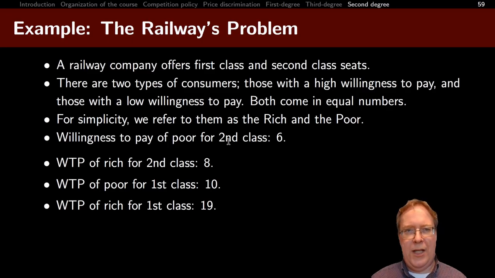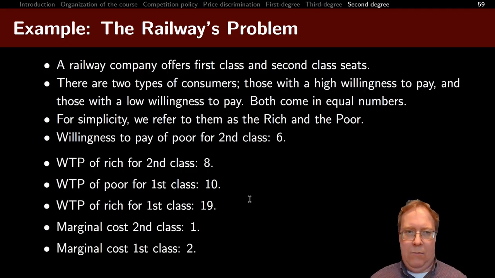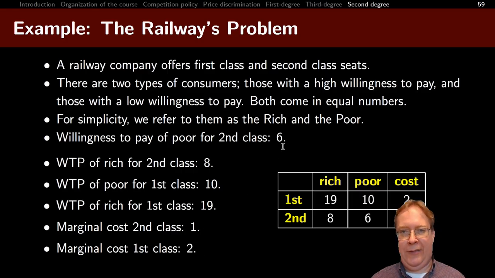So for second class, the poor are willing to pay 6, the rich 8, whereas for first class, the poor are willing to pay 10, and the rich are willing to pay 19. Marginal cost, of course, is a bit higher for first class, so let me assume that it is 1 and 2, respectively. So here is a table that neatly sums up all this information.